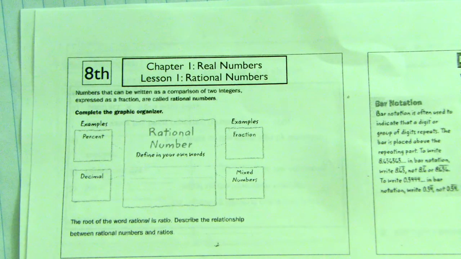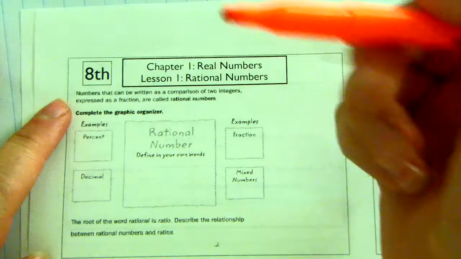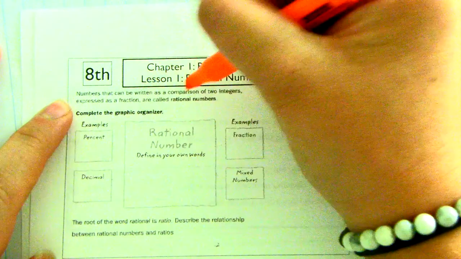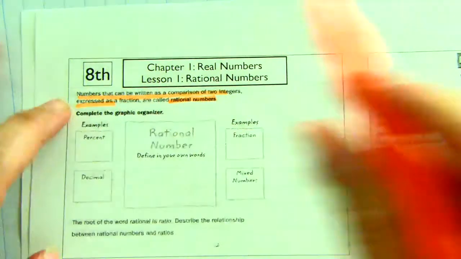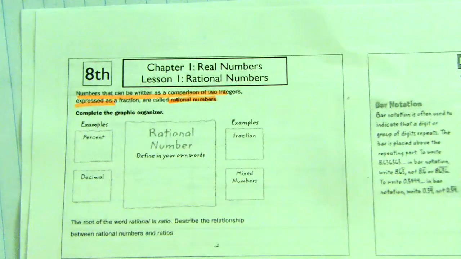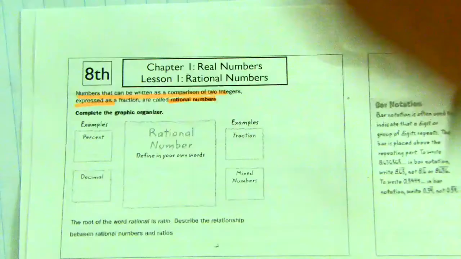Okay, so we're working with rational numbers. So numbers that can be written as a comparison of two integers expressed as a fraction. So on our vocab sheet, we can fill out rational numbers with that definition. So I'm going to go ahead and complete this graphic organizer.